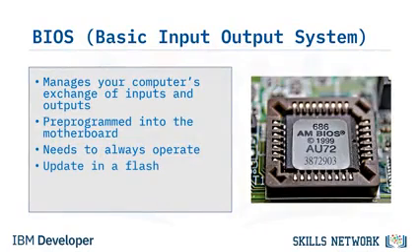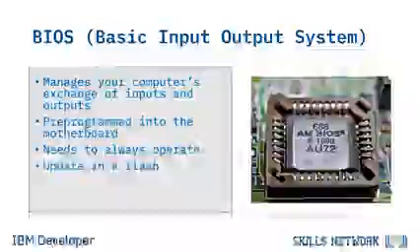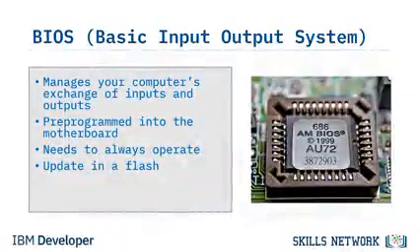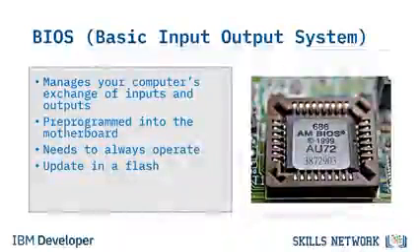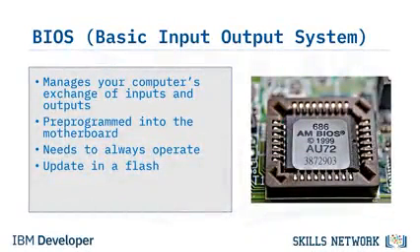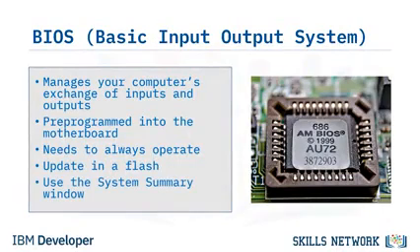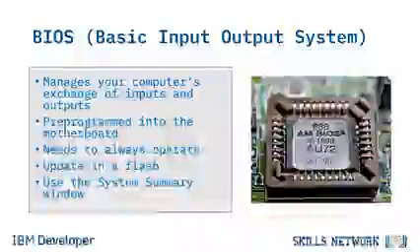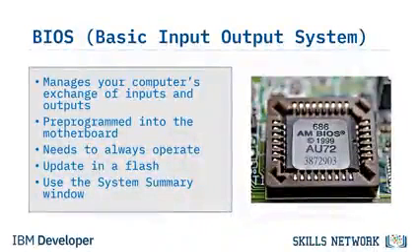You can update a BIOS through a process called flashing. To do this, you need the BIOS version number. You can find the BIOS version number in the System Information window. In Windows 10, press the Windows key plus R, type MSINFO32 into the run box, and press Enter. The BIOS version number is displayed in the BIOS version date field. The directions on how to flash the BIOS differ among motherboard manufacturers, so check the manufacturer's website for their procedure and proceed with caution.